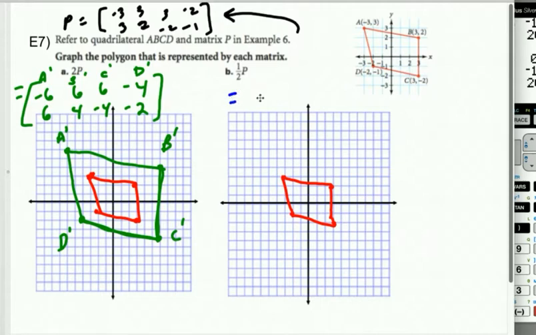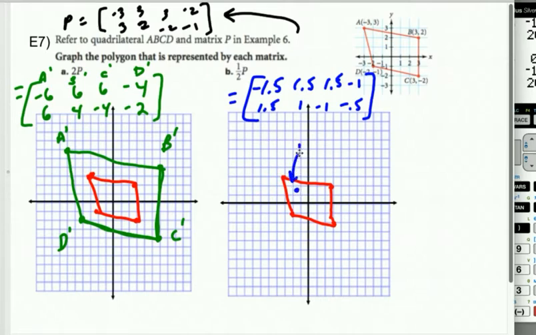So let's do 1/2 P. Well, 1/2 P is going to be exactly half of all of these. So -1.5 or -3/2, it's up to you. 1.5, 1.5, -1, 1.5, 1, -1, -0.5, right? So now if I take these, this is going to be -1.5, 1.5. So that's there. And I'm not even going to squeeze in the A prime because I can't really, I'll do an arrow just to say, hey, that's A prime, right?